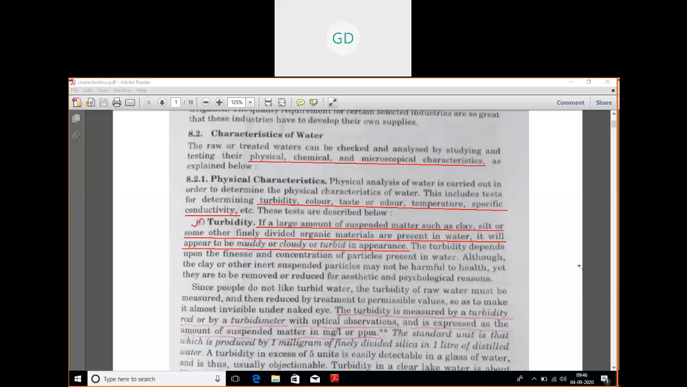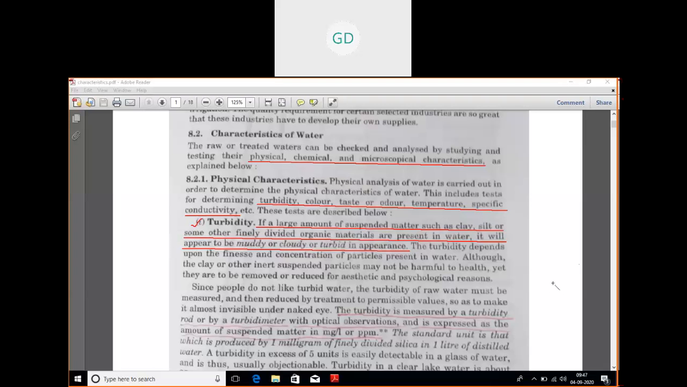When the water is not clear and seems to be muddy, that is known as turbidity. You don't say that the water is appearing muddy or cloudy. In engineering terms, you will say that the water is turbid. So turbidity, I think it's clear.